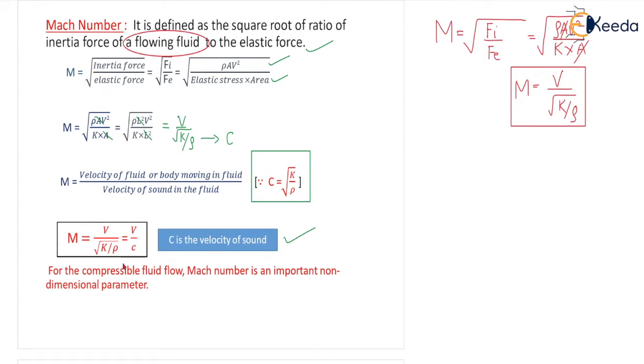For compressible fluid flow, Mach number is an important non-dimensional parameter. Very, very important point to note. Compressible means density keeps on changing. If the density is changing, then the flow is called compressible flow. Mach number is an important non-dimensional parameter, correct? Let's go to the next slide.